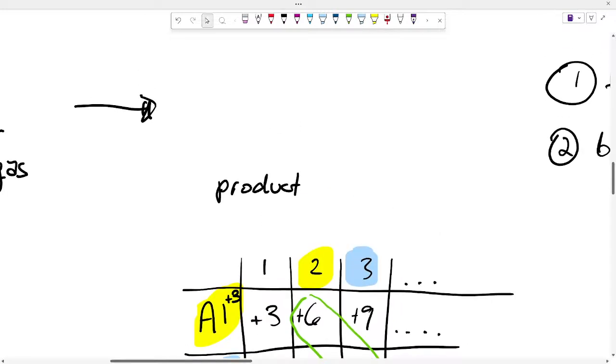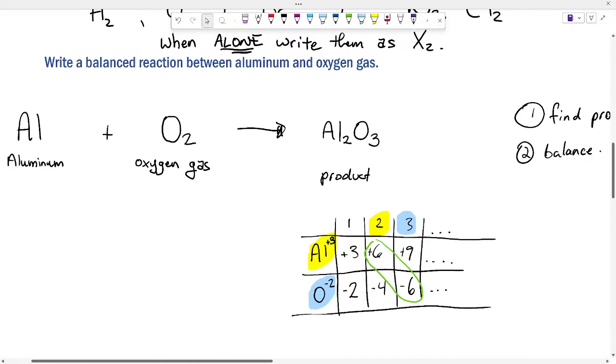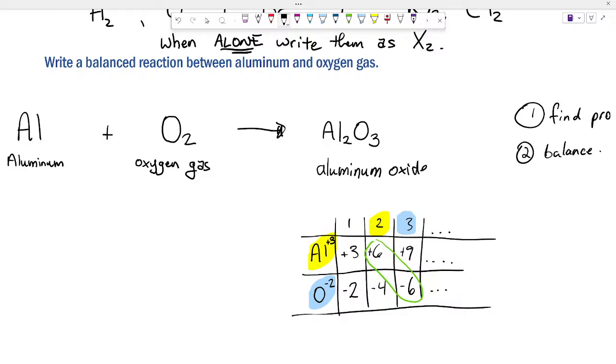How would we write that? Al2O3. Beautiful. Very good. And what would that be called? Not just product, but we'd call it? Yep. Very good. Aluminum oxide. And if you're British, you'd call it aluminium oxide. They give it an extra E.